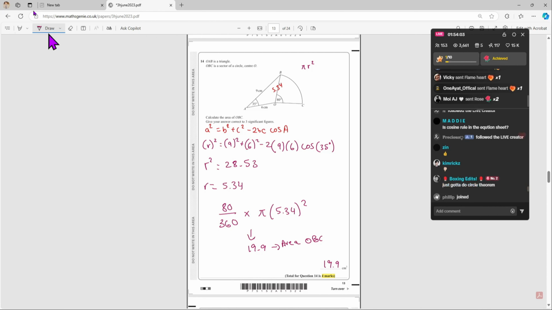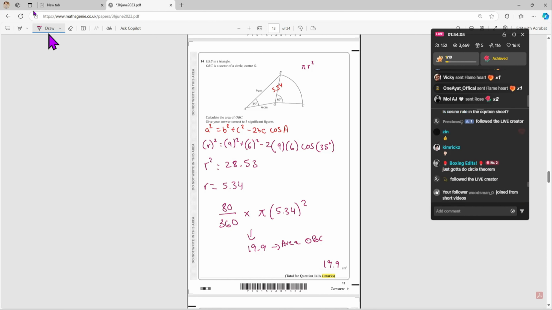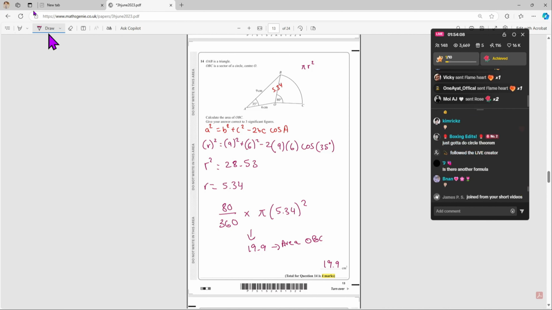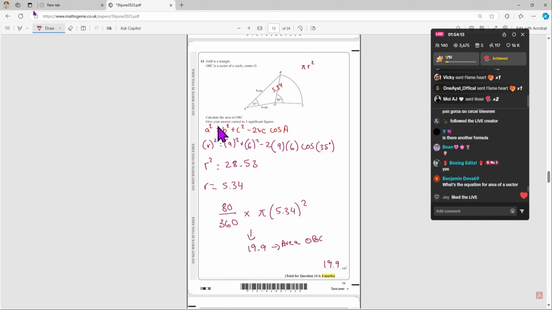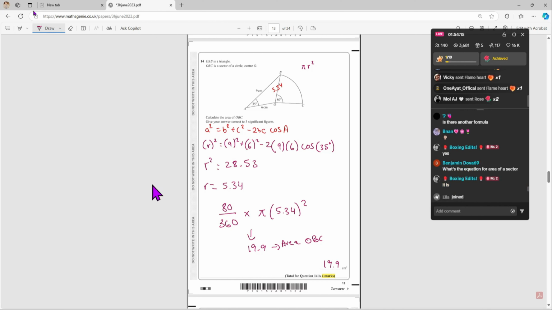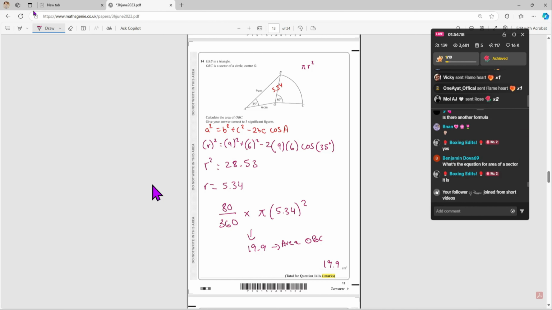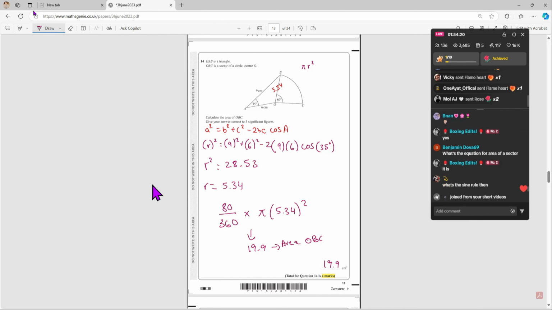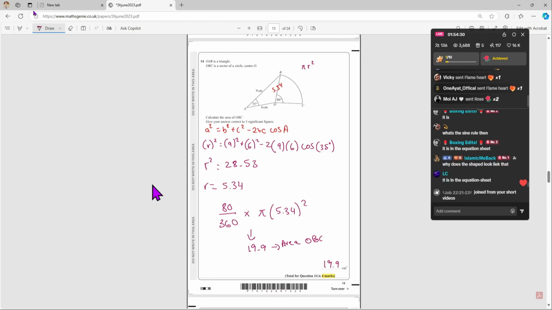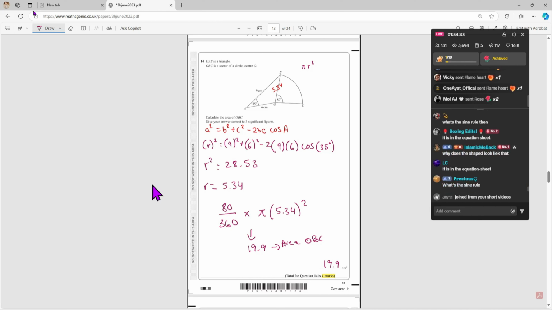Is the cosine rule in the equation sheet? It is not in the equation sheet. You have to remember the cosine rule, you just need to know it. It's a squared is equal to b squared plus c squared minus 2bc cos A. That is the cosine rule. You also need to know your sine rule, your Pythagoras theorem, trigonometry, the area of a triangle. I think last year it was on the equation sheet, because when you don't get the equation sheet, then you don't get the cosine rule. It depends on if you get the equation sheet or not.